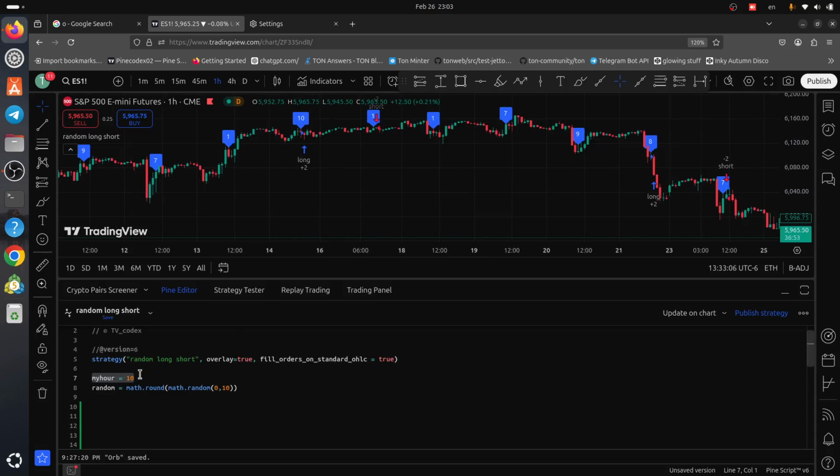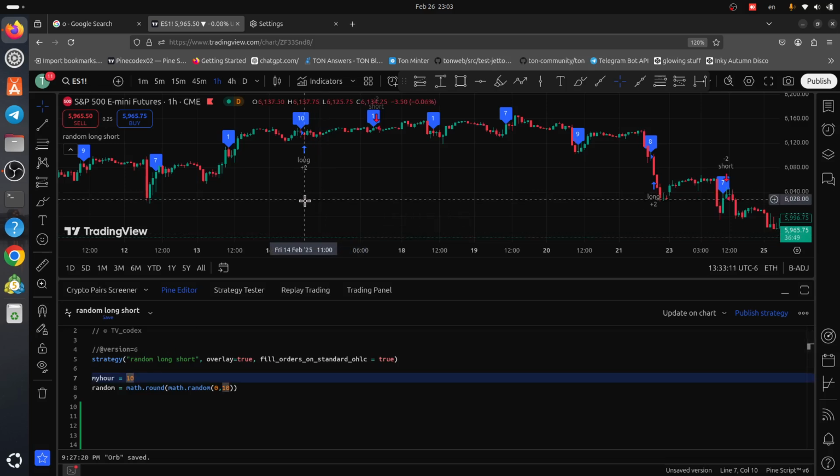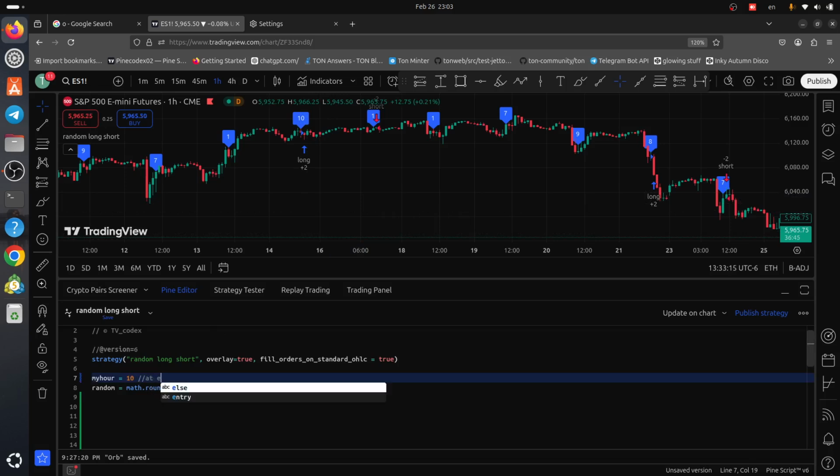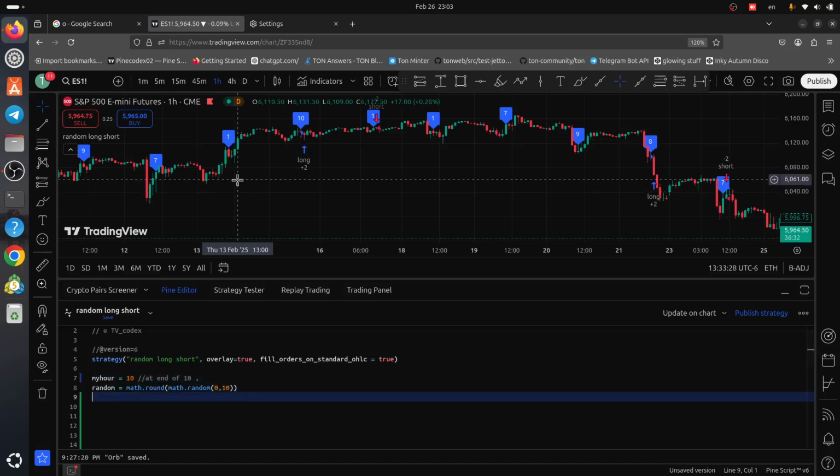Okay, so we write 10. We don't write 11 because when we write 10, at the end of 10 it opens a position. The end of 10 will be the beginning of 11. So as you see here, it opens a position at the beginning of 11.